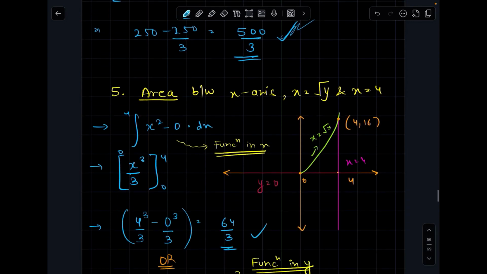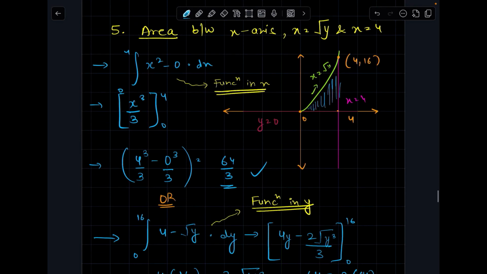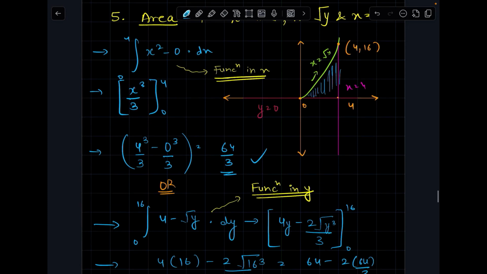Okay, so we need to find the area between the x-axis, x is equal to root y, and x is equal to 4. So we need to basically find this area right here. We need to integrate this. There are two methods to do this. We can either integrate it horizontally or vertically. I have written both of these answers here. I recommend you practice both of them since it's only going to help you.